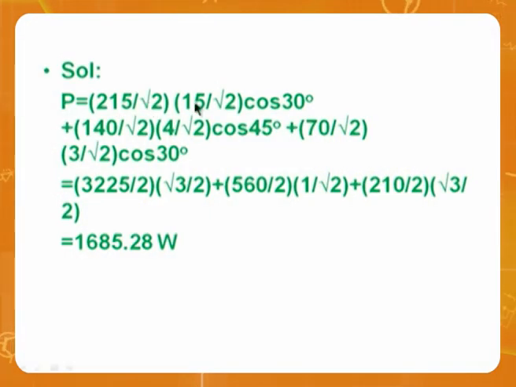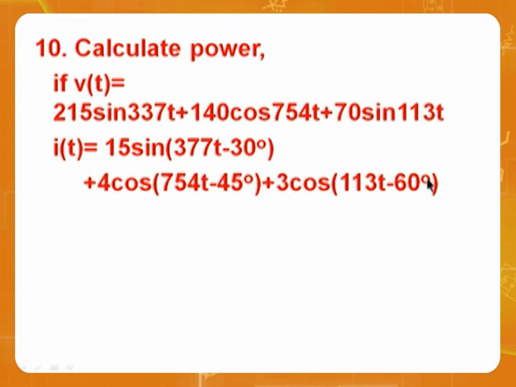15 by root 2, 15 by root 2 cos 30. That's okay. 140 by root 2, 4 by root 2 cos 45 is also okay. 70 by root 2, 3 by root 2, and this is given as cos 30. Why is this 30? Will you please come with me back to the problem? Here it is how much? 60. How come 60 became 30 angle?